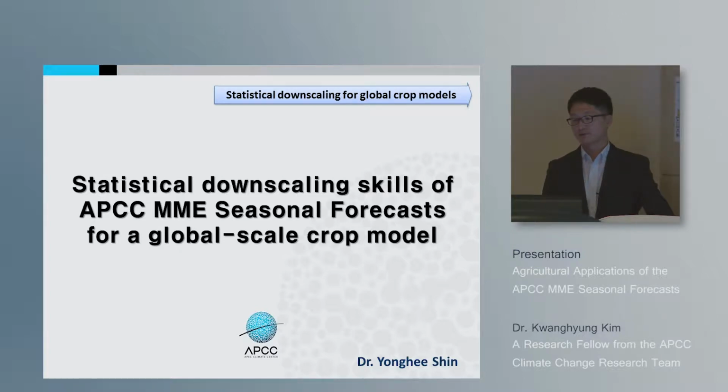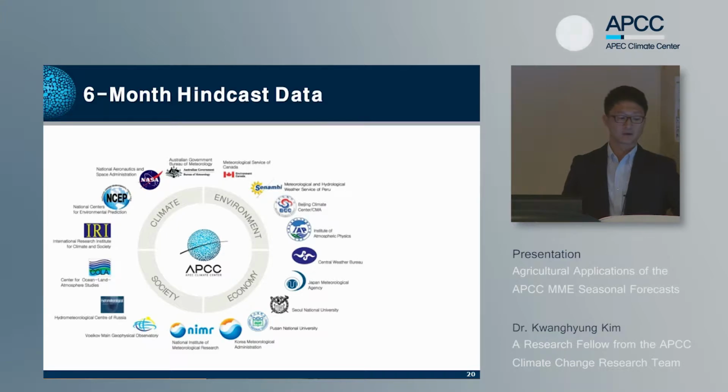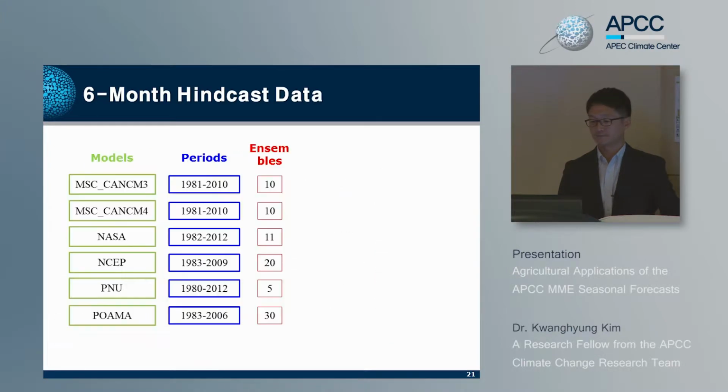As Dr. Shin tried. At present, APCC receives three-month and six-month seasonal forecast data from 17 institutions around the world to develop a statistical downscaling method for the global model, and thus to estimate the global scale crop yield. We use the six-month hindcast data from individual climate models. Here in this study, we use six-month hindcast data from 5 institutions, 6 climate models.